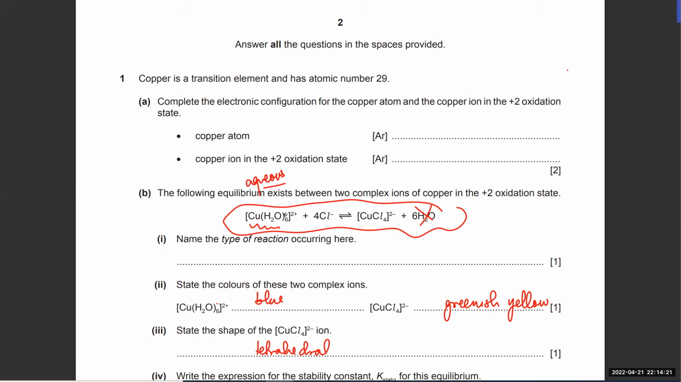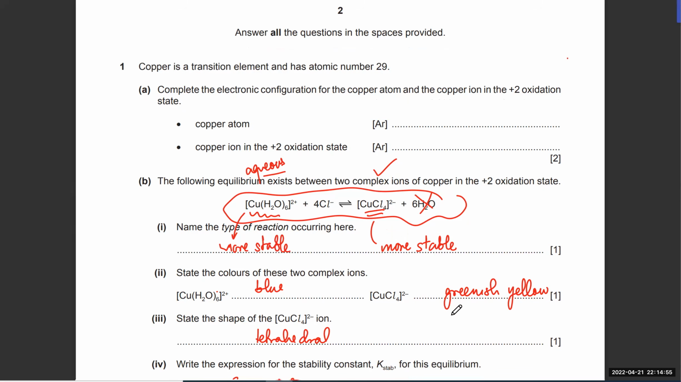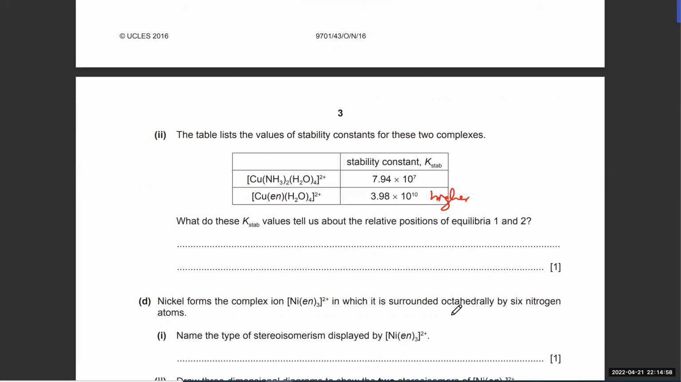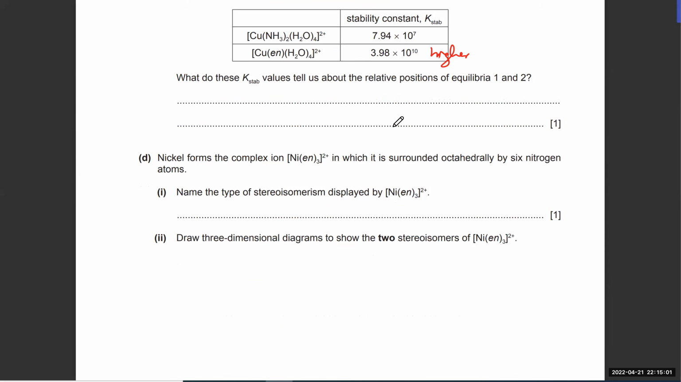The definition of K stability is the equilibrium constant Kc for a ligand exchange reaction in an aqueous solution. If you have a higher value, you get more products, which means this particular complex is more stable. If you have a lower value, this is more stable compared to the other one. Okay, clear? Yes, sir. So coming back to this, for the one marker, you're just going to quote whatever the position is.